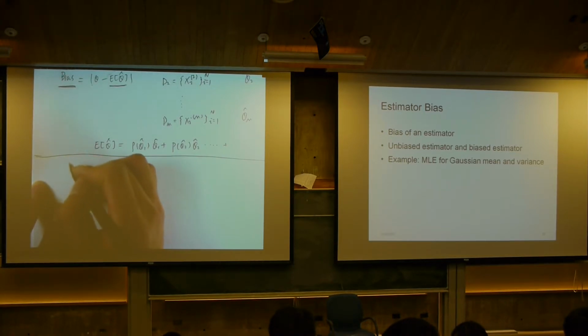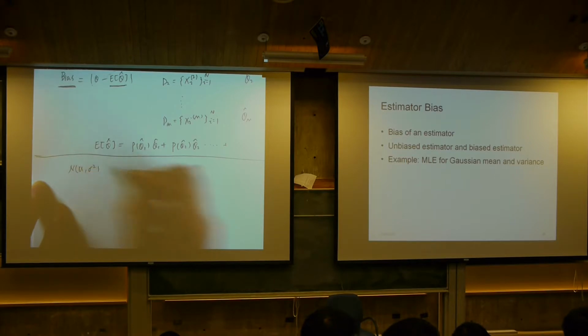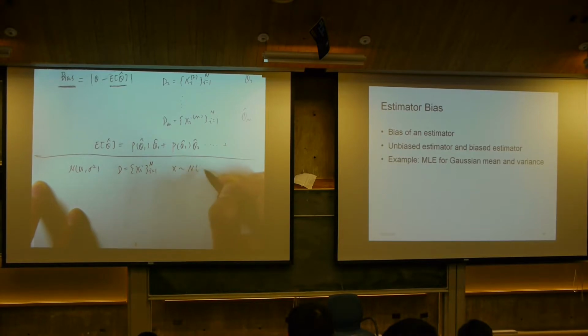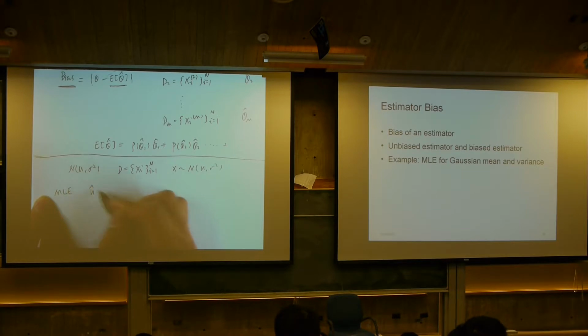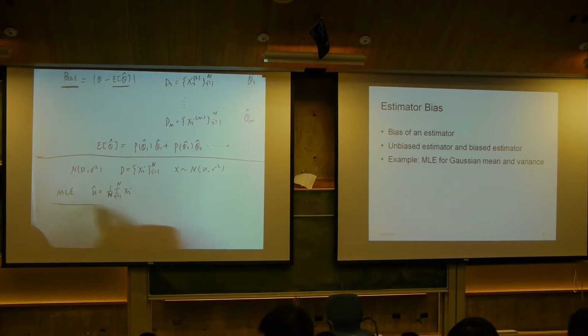So suppose we have a distribution which is a Gaussian, parameterized by mu and sigma square. We draw a set of samples D. Each x is from this Gaussian distribution. We know that under the MLE estimation, mu hat equals to 1 over n times the sum of xi. This is the maximum likelihood estimation of the expectation parameter mu given this data set.